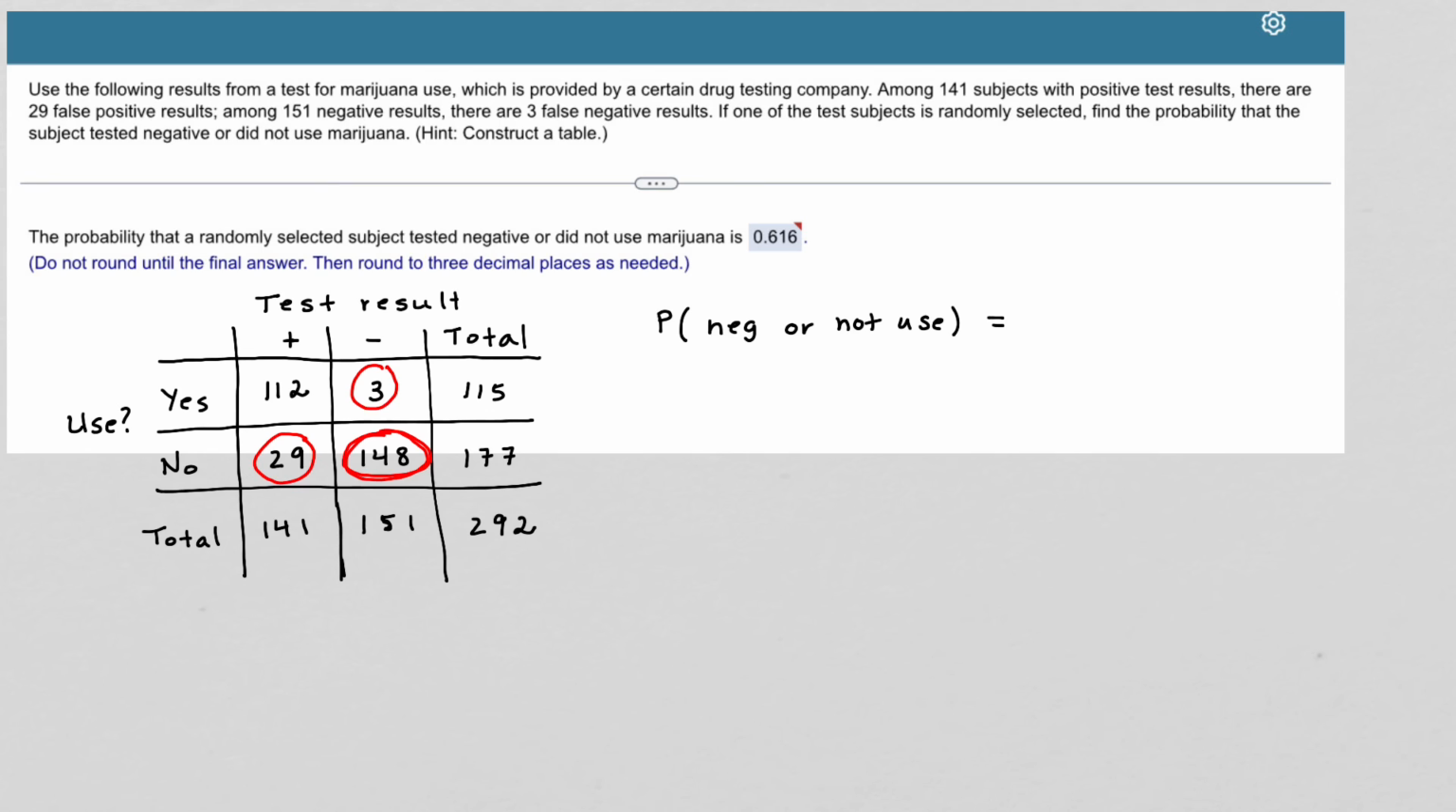So when I calculate this, I'm going to take the 3 plus the 148 plus the 29. And I'm going to divide that by the 292, which was the total number of people in the study. And when I add those numbers up, if you're putting this in your calculator, make sure you put parentheses around that. And I get 0.616. And that is the correct answer. So that's how you do that problem.